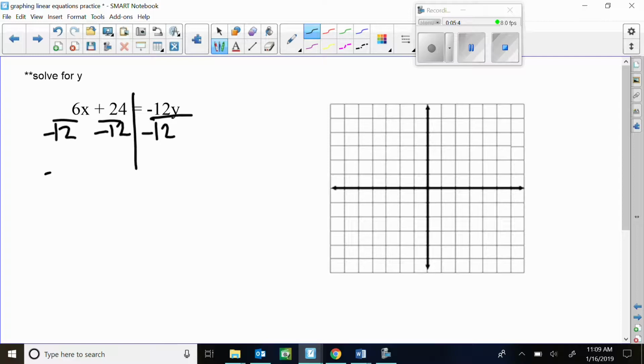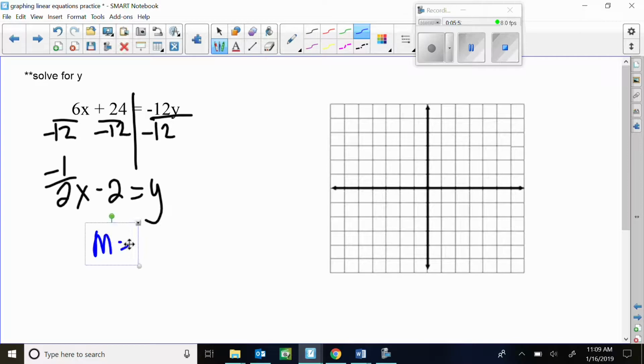6 divided by negative 12 is negative 1 over 2x. 24 divided by negative 12 is negative 2. So y equals negative 1 over 2x minus 2. So now I'm able to graph this. My slope is going to be negative 1 over 2. And my y-intercept, my b, is a constant, which is negative 2. So I'm going to start with negative 2.